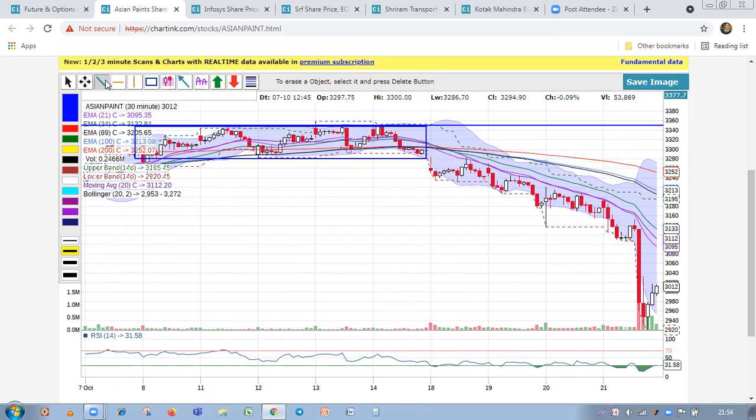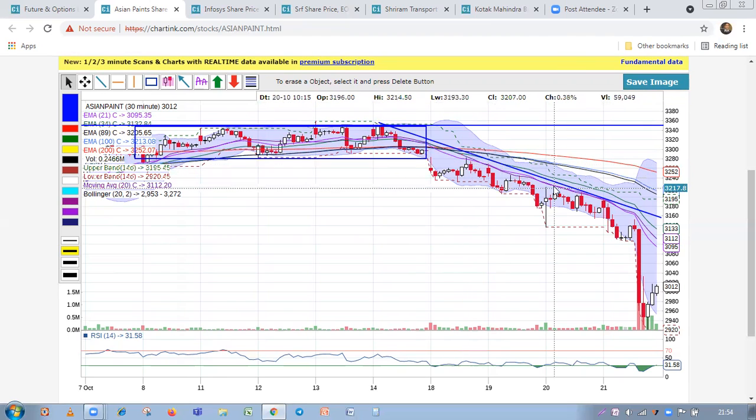We have to look at it in different ways. Let us place a trend line here. This is the trend line. Now, friends, this stock is going to respect this trend line until it gives a breakout on the upper side of this trend line. Until then, the stock will continue the downtrend.